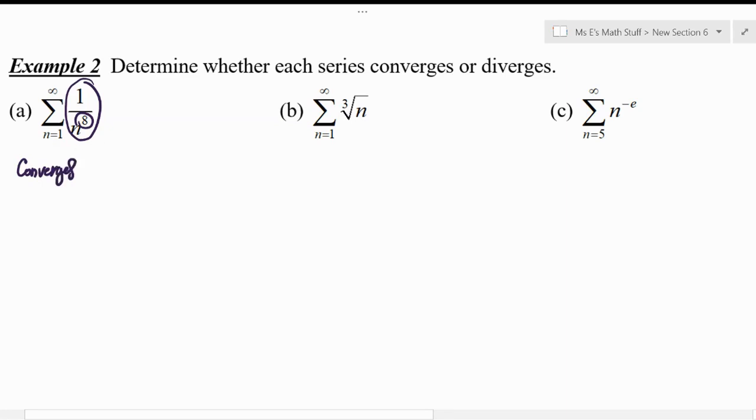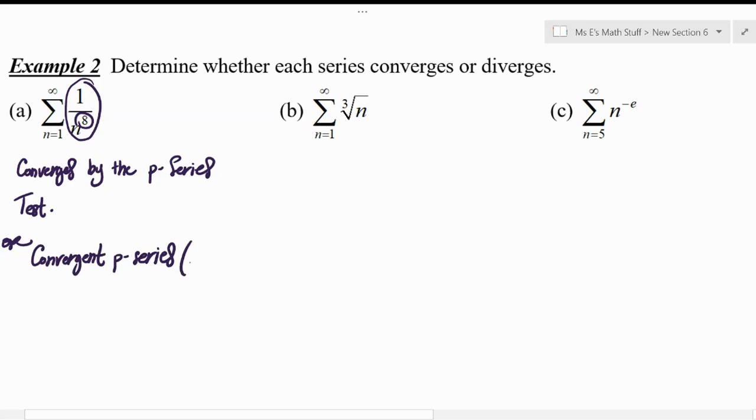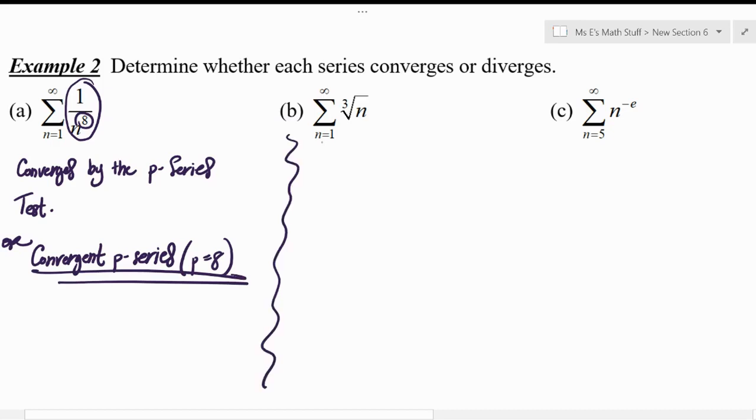And then if anybody asks how come, you could say by the p-series test. You just leave it at that. Another way to say the same thing, which I actually prefer, is for you to say that this is convergent, and then say it's a convergent p-series, because p is equal to 8. Or you could say that your p-value is greater than 1. So hopefully that makes sense. I honestly prefer the second one. It's faster and a little more specific.